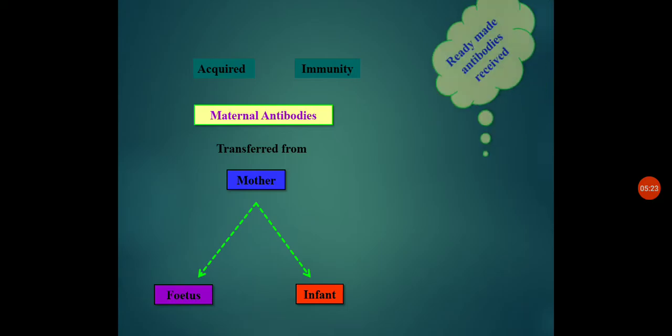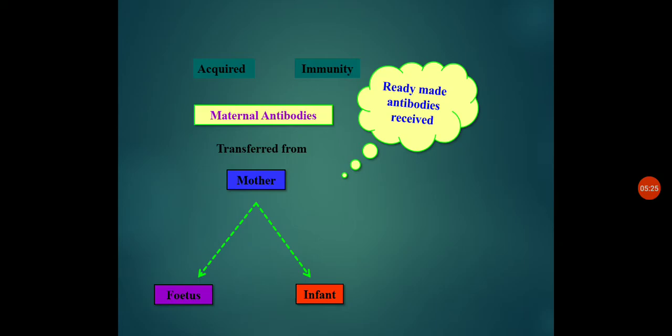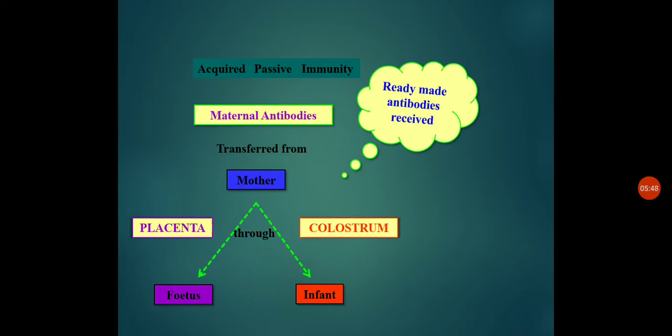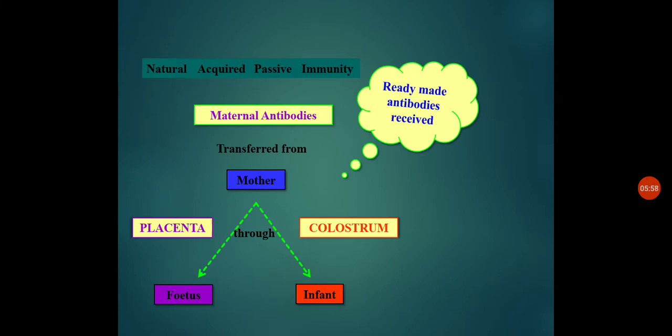Such acquired immunity, where ready-made antibodies are received from a third person, means the individual body cannot produce them, the mother provides them. This is known as passive acquired immunity through the placenta in the case of the fetus, and through the colostrum in the case of infants. That is what we call natural acquired passive immunity.